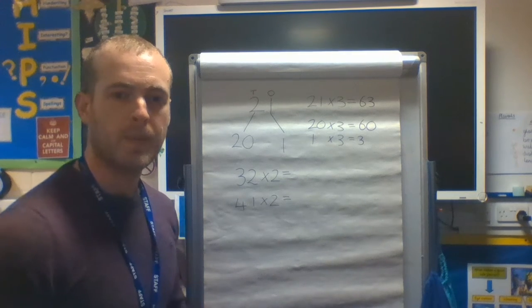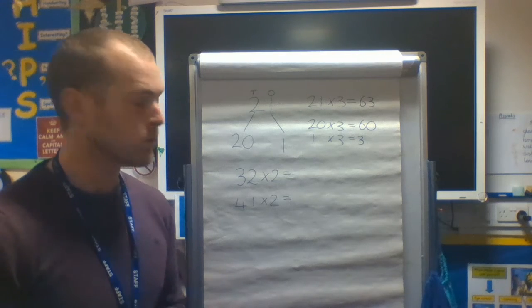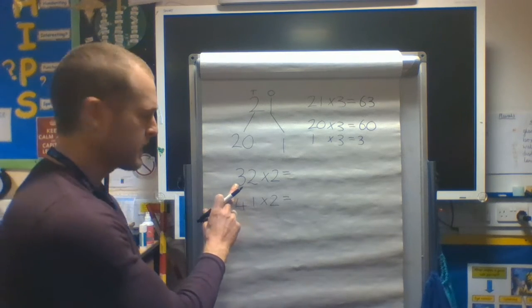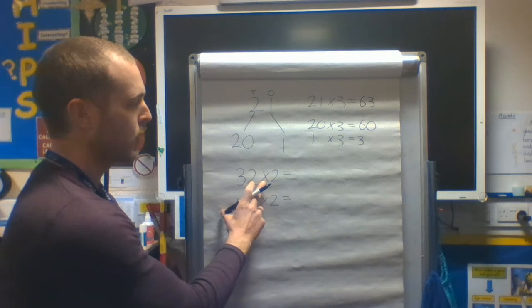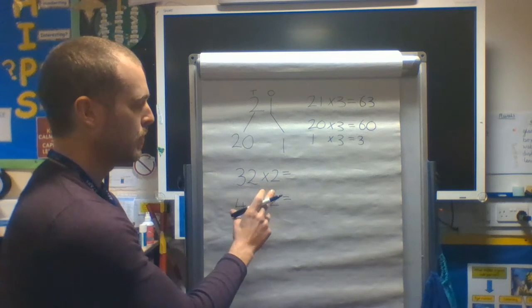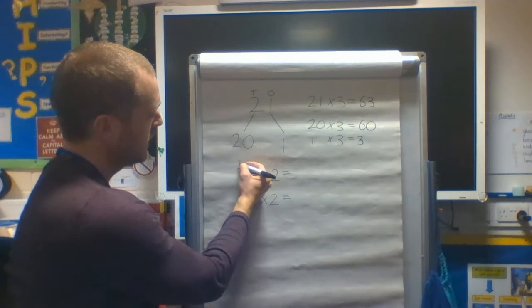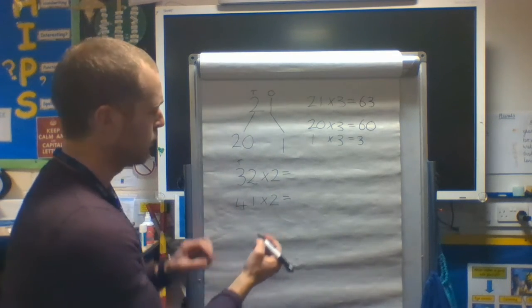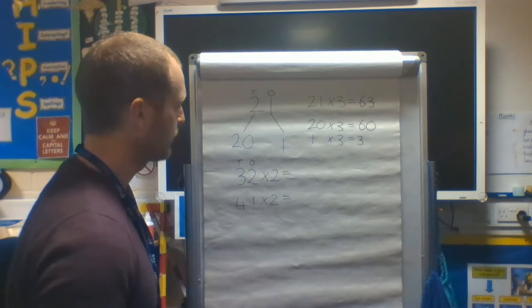How did you get on? Could you partition your numbers and then could you multiply them as well? Let's have a look at this example here. 32 multiplied by 2. If I partition 32, I can see in the tens column I've got the numeral 3, and in the ones column I've got the numeral 2. Let's have a look.